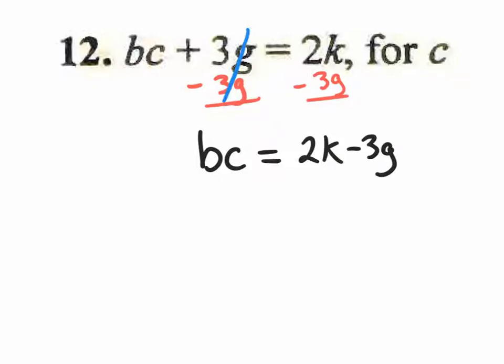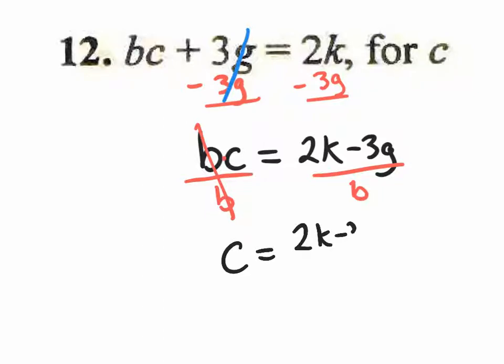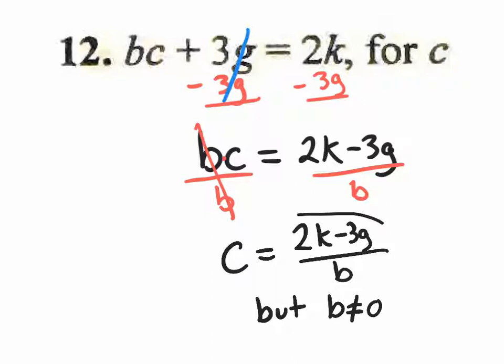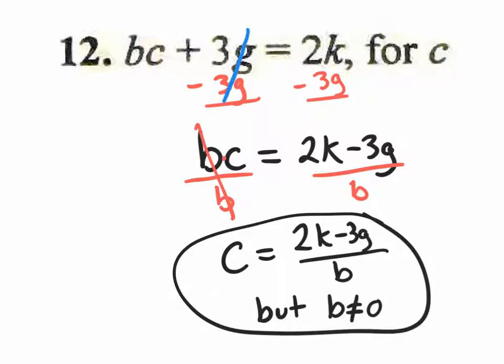For my final step, I almost have c by itself. You have to understand what's happening here. You really have b times c. So you don't want that multiplication of b, so you have to do the opposite of multiplying, which is dividing. And you're dividing by b, that'll cancel out. And of course, what you do to one side, you must do to the other. And ladies and gentlemen, we are pretty much done right there. So you do have c equals 2k minus 3g over b. And what's the additional statement? But what? b cannot be equal to 0. So there's your answer, including the additional statement that b cannot be 0, because that would make the whole thing undefined. Let's try number 14.